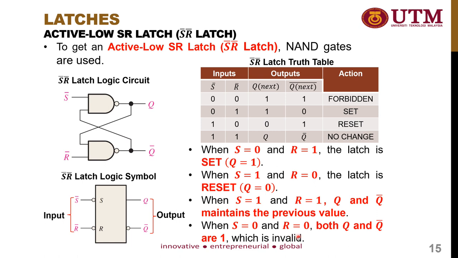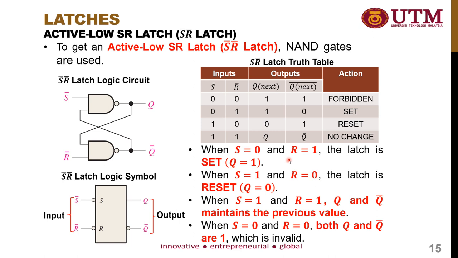So from this, what you can say is that the active low SR latch works inversely compared to the active high SR latch. For example, in the active high SR latch, the set mode is activated when S is set to 1 and R is set to 0. But in the active low SR latch, the set mode is activated when S is 0 and R equals 1. So, in order to understand how the active low SR latch works, it is just the inverse function of the active high SR latch.